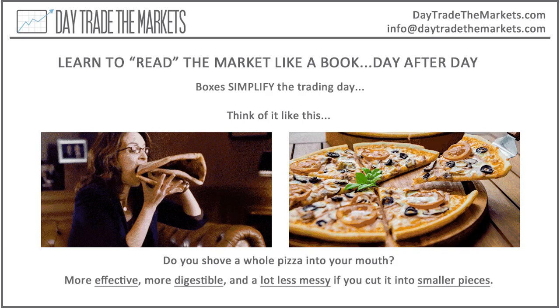Essentially, boxes do many roles, but essentially they simplify the trading day. And so you've got a picture there. If you're a 30 Rock fan, there's Liz Lemon shotgunning an entire pizza. But traditionally speaking, you don't shove a whole pizza in your mouth. You break it into smaller pieces. That makes it a much more effective method of eating. It's more digestible. It's a lot less messy. Again, you break it into smaller pieces and it just makes things simpler.